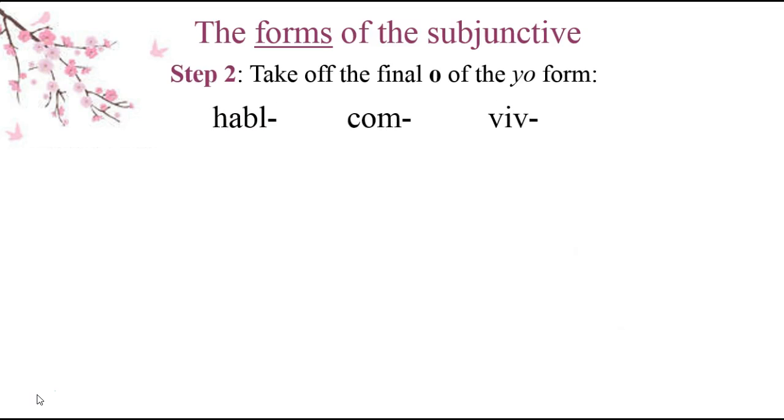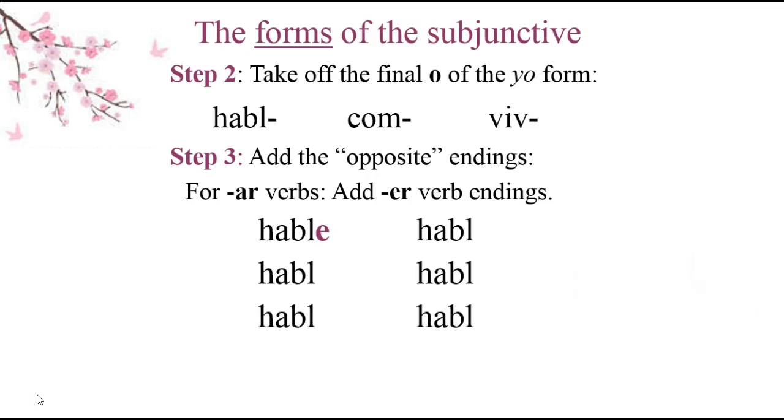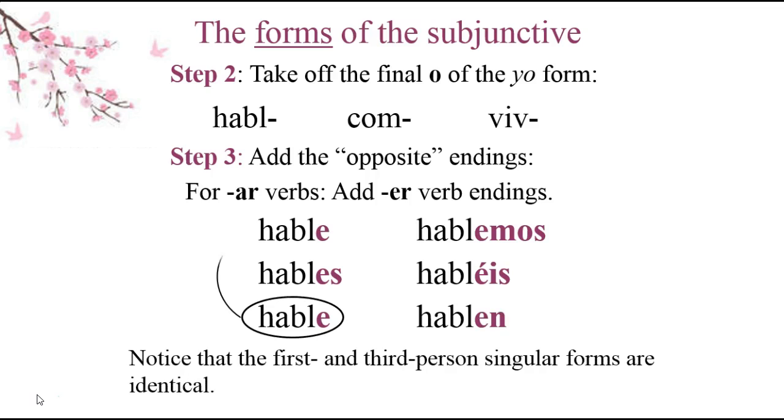Step 2. Take off the final O of the yo form. Step 3. Add the opposite ending. So for our -ar verbs, we're going to add the -er verb endings. Hable, hables, hable, hablemos, habléis, hablen. Notice that the first and third person singular forms are identical.